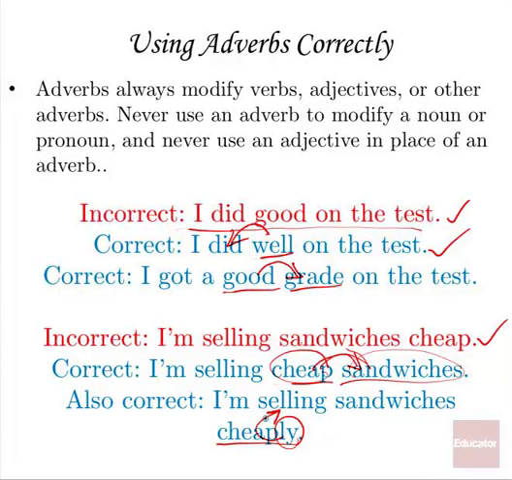Now we're modifying selling, which is a verb. How am I selling the sandwiches? Cheaply. What kind of sandwiches are they? Cheap. So you use adjectives for nouns and pronouns and adverbs for verbs, adjectives, and other adverbs.